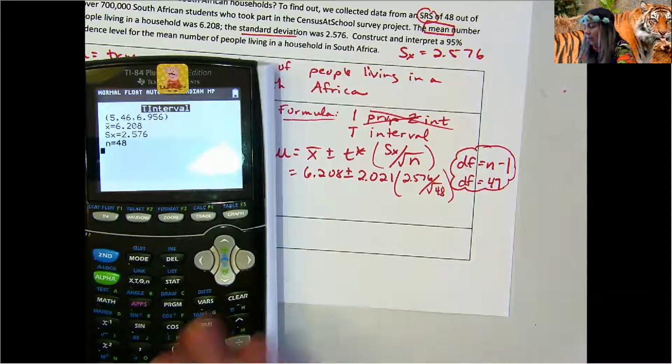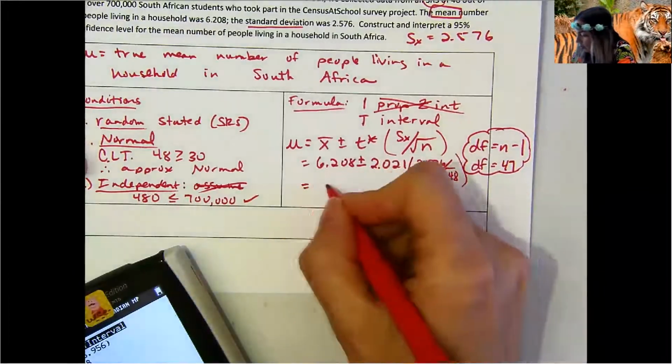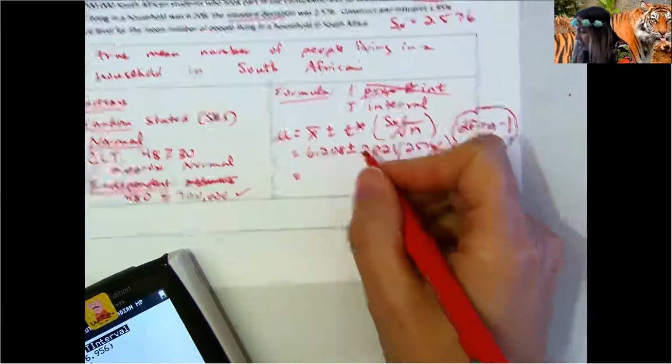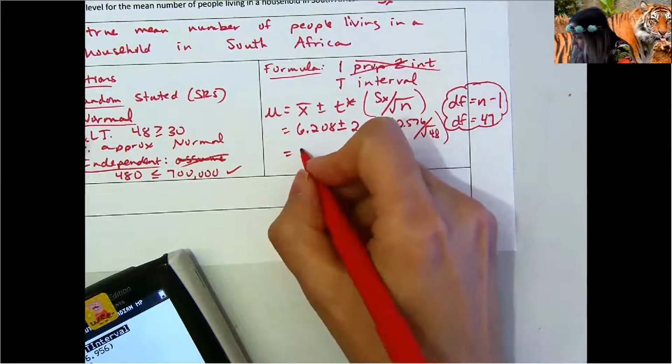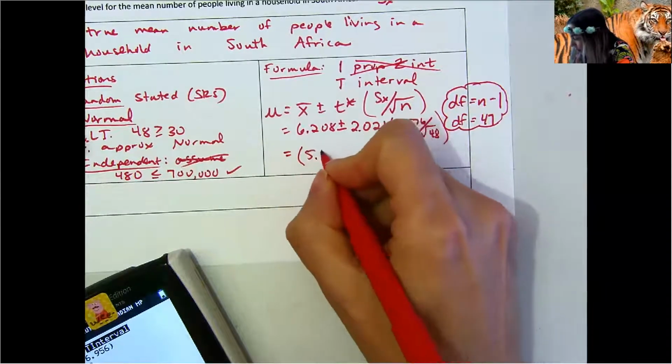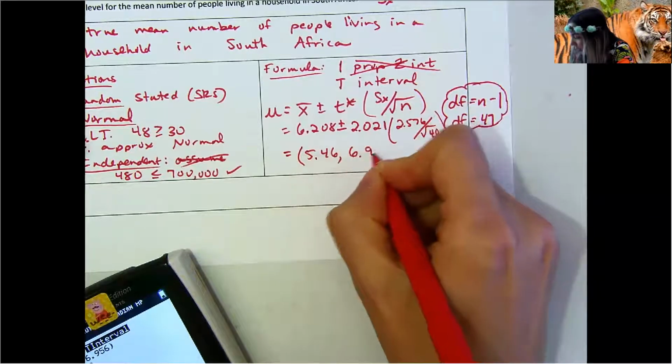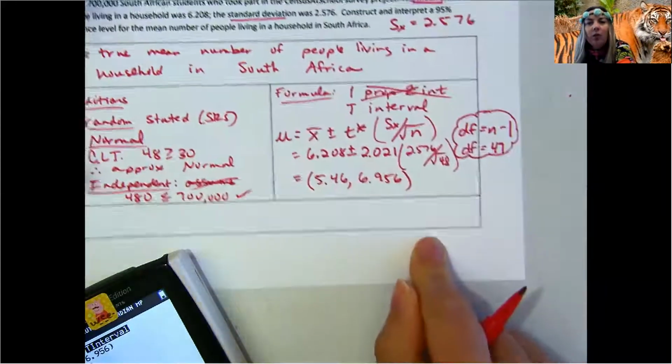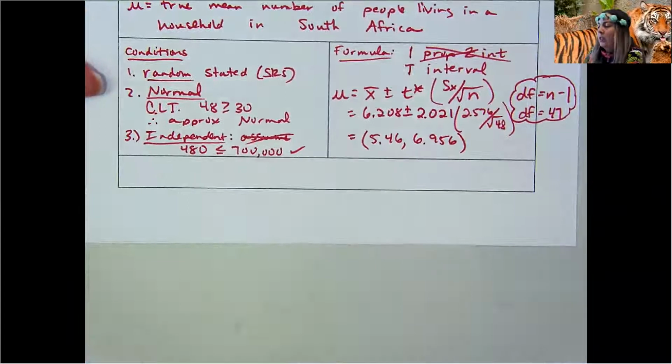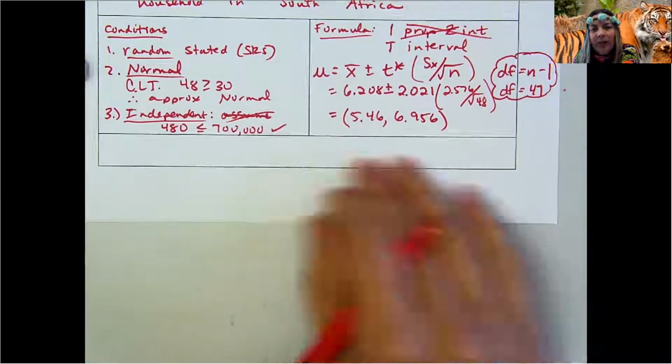5.46 to 6.956. So the true number of people on average living in a South African household is somewhere between 5.46 and 6.956. Of course, you can round if you want, that's fine. The directions didn't say what to round to, so you're free.